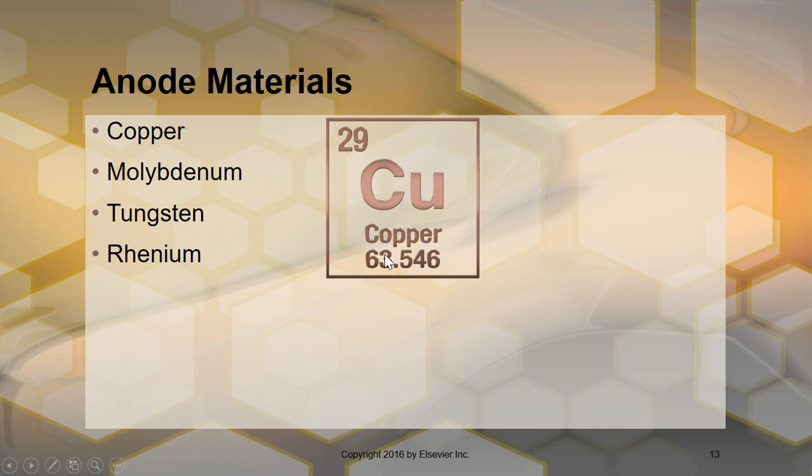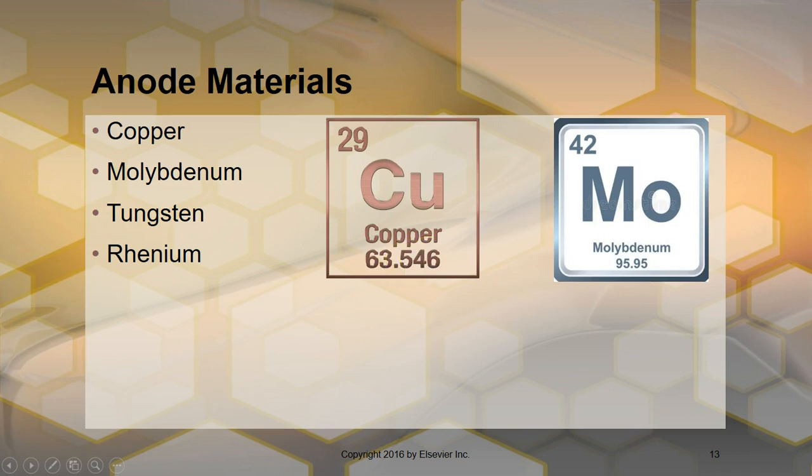Then the next one that's used is molybdenum. I always like saying molybdenum. And it's used as the disc base because it has a low thermal conductivity. It slows the migration of heat, and it's a light but strong alloy, making it easier to rotate the anode.